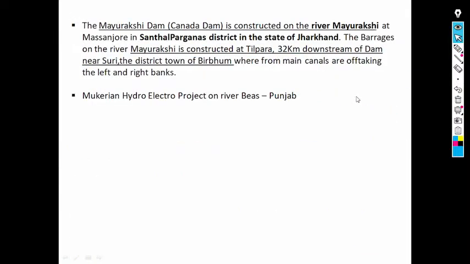Then look, the Mayurkasi Dam, that is Mayurkasi or Canada Dam, is constructed on the river Mayurkasi at Massanjore in the Santhal Pargana district of Jharkhand.